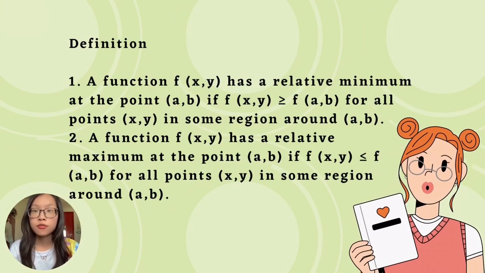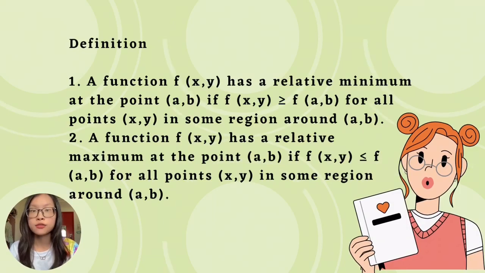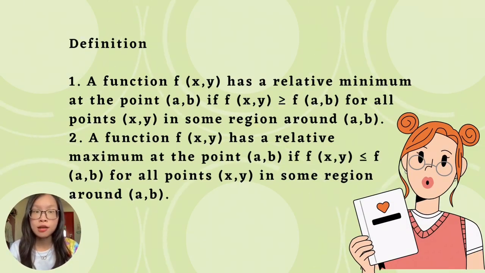Definition: a function f(x,y) has a relative minimum at the point (a,b) if f(x,y) is bigger or equal than f(a,b) for all points (x,y) in some region around (a,b). A function f(x,y) has a relative maximum at the point (a,b) if f(x,y) is smaller or equal than f(a,b) for all points (x,y) in some region around (a,b).